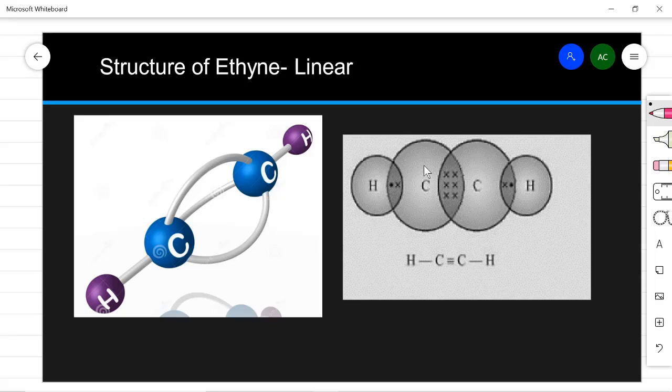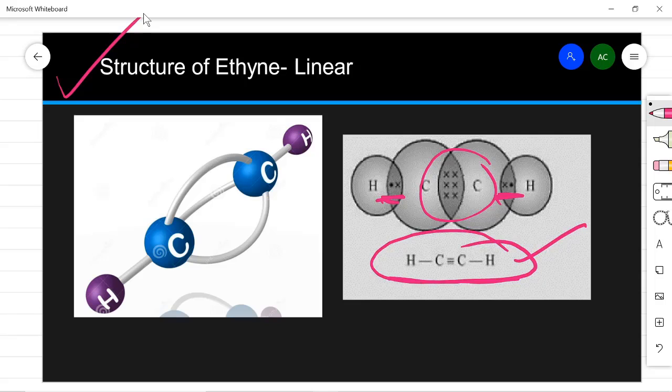Now the structure of ethyne is important because it is usually asked in the exams. What is the structure of ethyne? Each carbon atom is attached to one hydrogen atom by a single covalent bond. In between carbon and carbon it is a triple covalent bond, but between carbon and hydrogen it is a single covalent bond. As you can see here, the shape of the ethyne molecule is linear. This is the electron dot formula, or you can say the structural formula of ethyne.